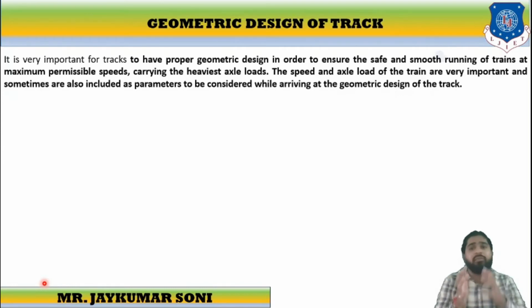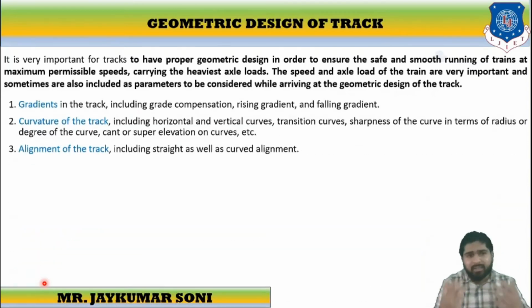The speed and axle load of the particular train are very important, we all know. And sometimes they are also included as parameters whenever we are considering the geometric design of the track. So mainly there are three things. First is the gradient. You have already learned various kinds of gradient: exceptional gradient, ruling gradient, maximum gradient, minimum gradient, steeper gradient. So in this we are covering a few other gradients other than highway gradients. Then the curvature of track, that includes horizontal and vertical curve, transition curve. You have already covered this in the highway geometric design. Sharpness of the curve, super elevation, and then alignment of the track, such as straight alignment and curved alignment.